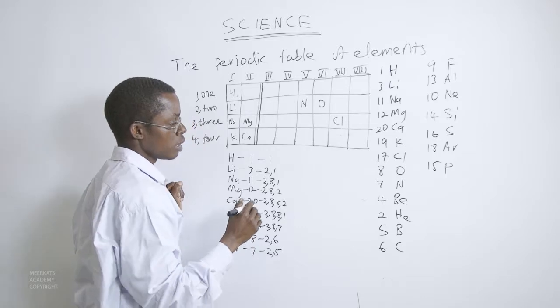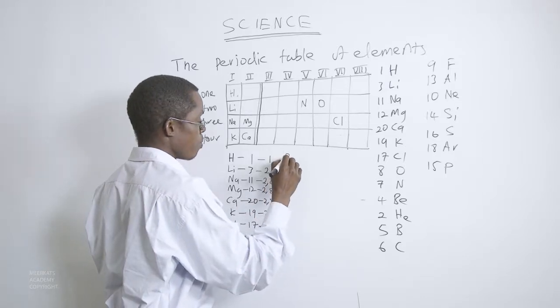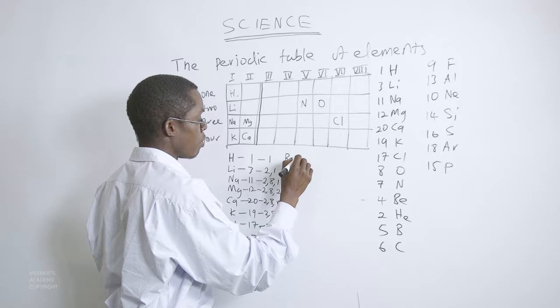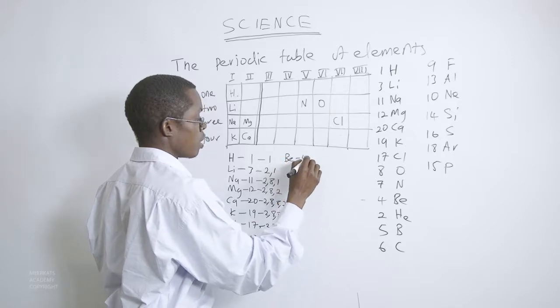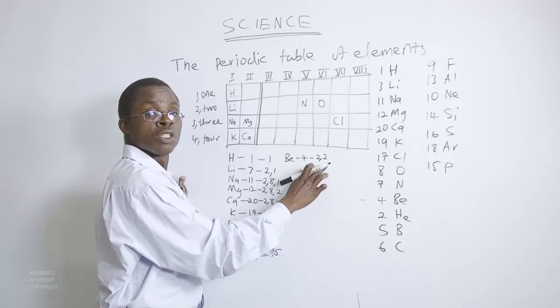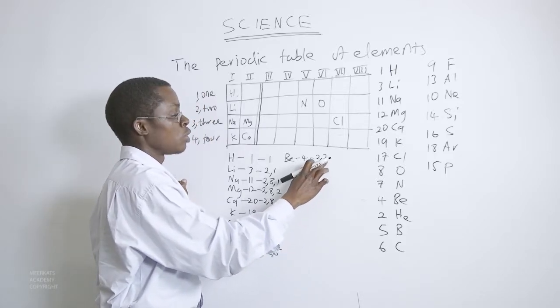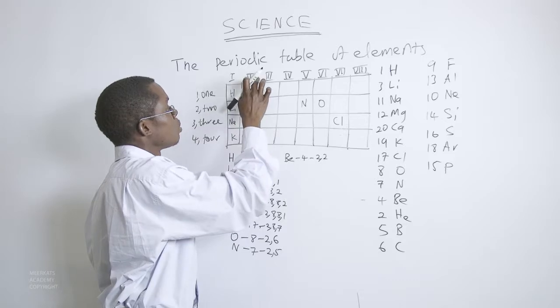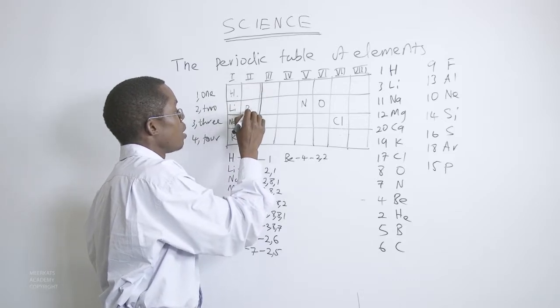The next one is beryllium. Beryllium for 4, giving us 2, remainder 2. Energy levels 2, outermost 2. So 2, 2. And here we have our beryllium.